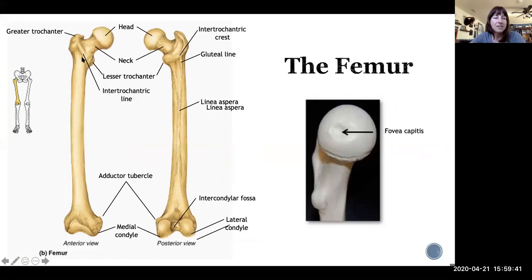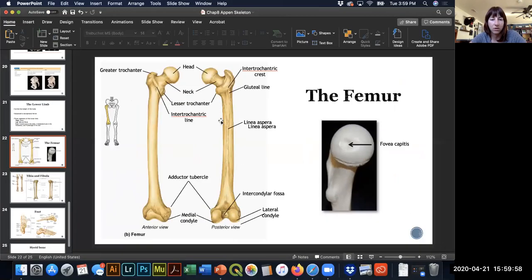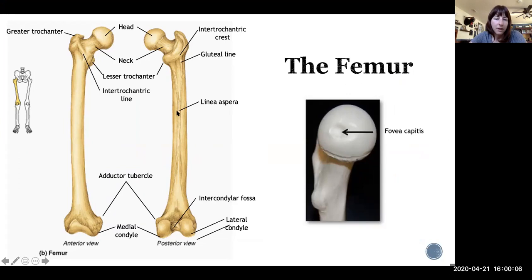On the diaphysis of your femur, along the shaft of your femur, the only marking that we're asked to know is on the posterior side, on the back side of the femur: the linea aspera. And it looks like I did the same thing with this one as I did with the other one. I hope I didn't miss anything. Guess we'll find out.